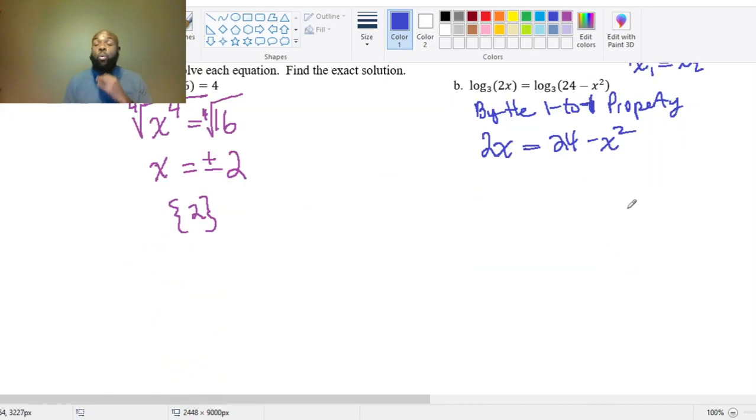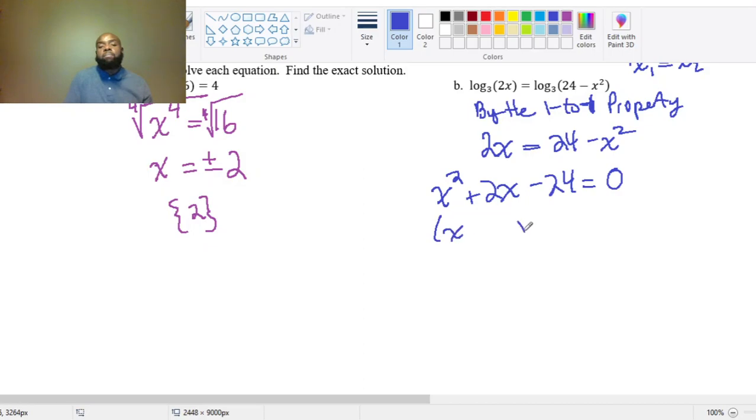So I'm going to get everything on one side and 0 on the other. Since I don't want my x squared to be negative, I'm going to add x squared to both sides and subtract 24 from both sides. And then I'm going to solve my equation. Two numbers that multiply to give me negative 24, but add up to a positive 2. Set each of those factors equal to 0.